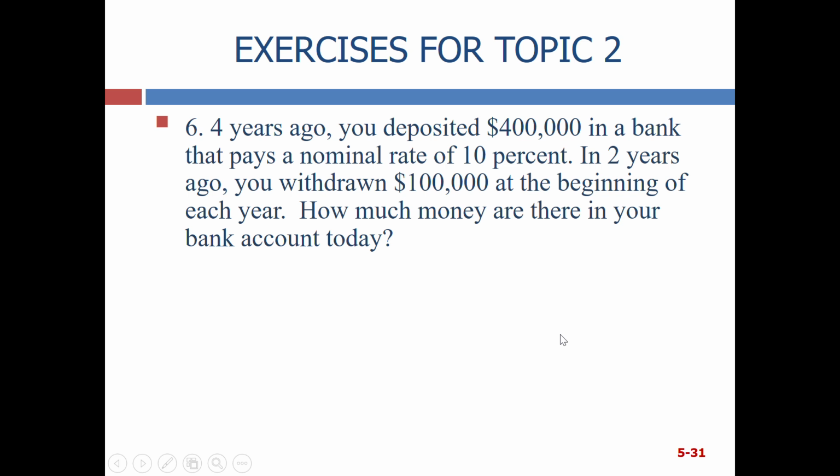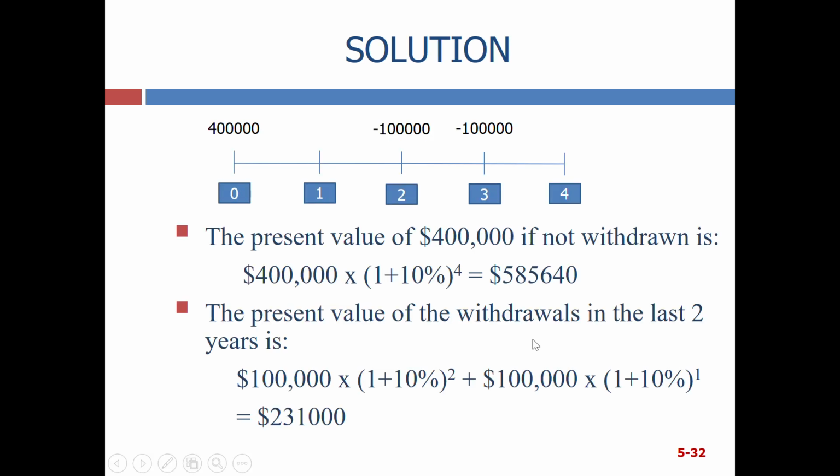This is the cash flow for exercise 6. You deposited $400,000 4 years ago at 10% interest and withdrew $100,000 at the beginning of each of the last 2 years. How much is in the account today? You can simply think of this as a cash flow with 1 inflow and 2 outflows, and then calculate the future value of this cash flow at the end of year 4. Although you are asked to calculate the present value, since the events are in the past, we will use the FV formula to calculate in this situation.